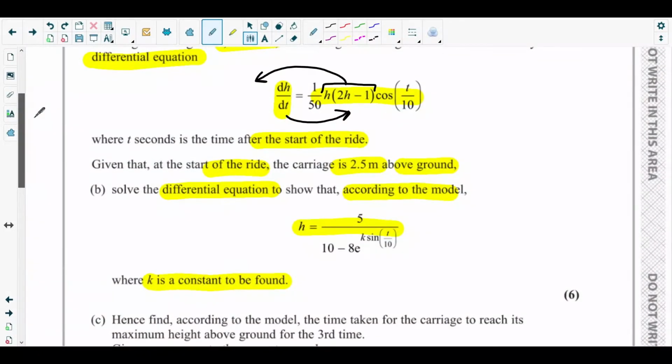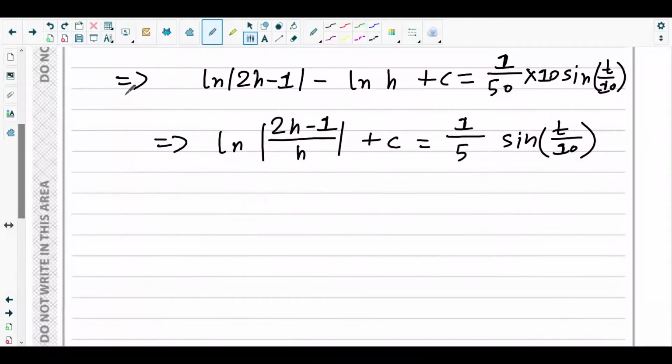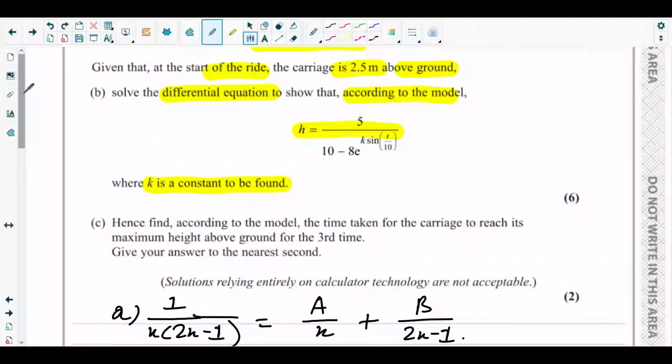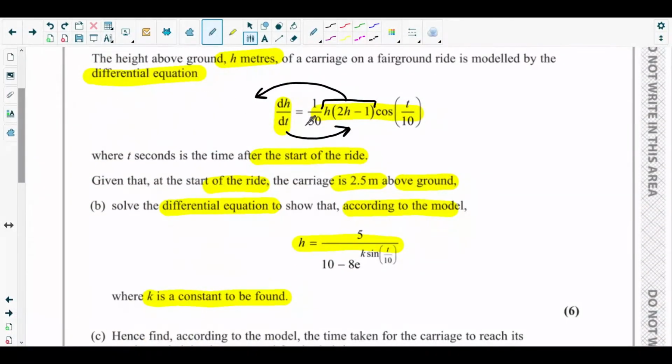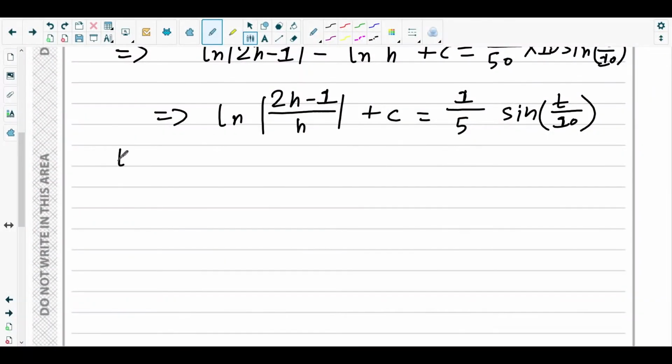So they have made h the subject, right? So we have to make h the subject. In order to do that, let's find out the value of c, the arbitrary constant. How can we do that? A data is given that when t equals 0, h is 2.5.